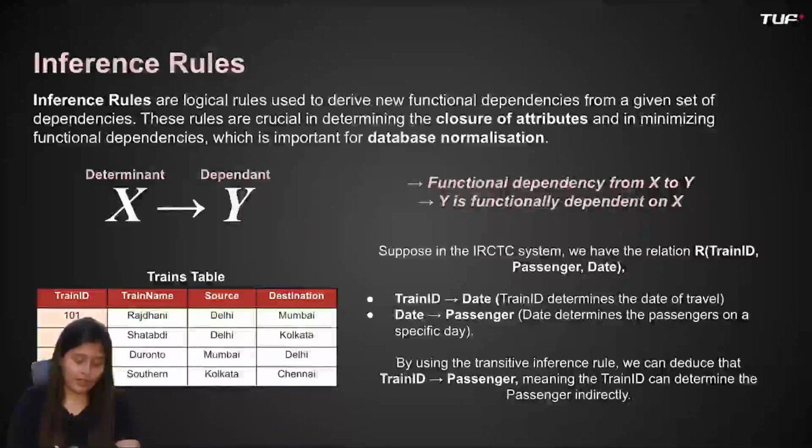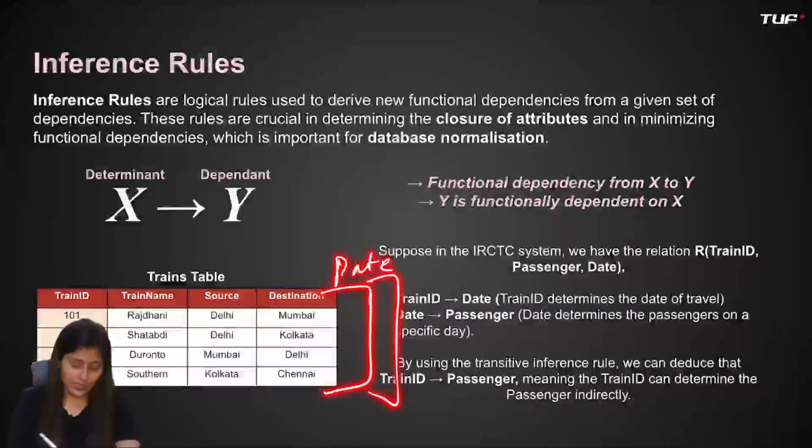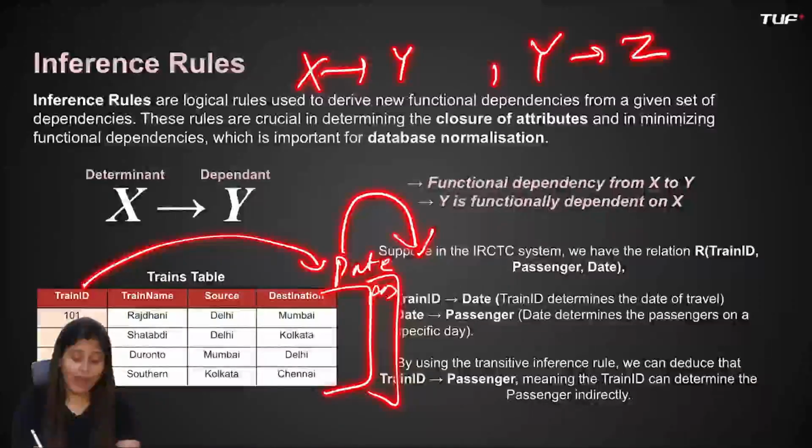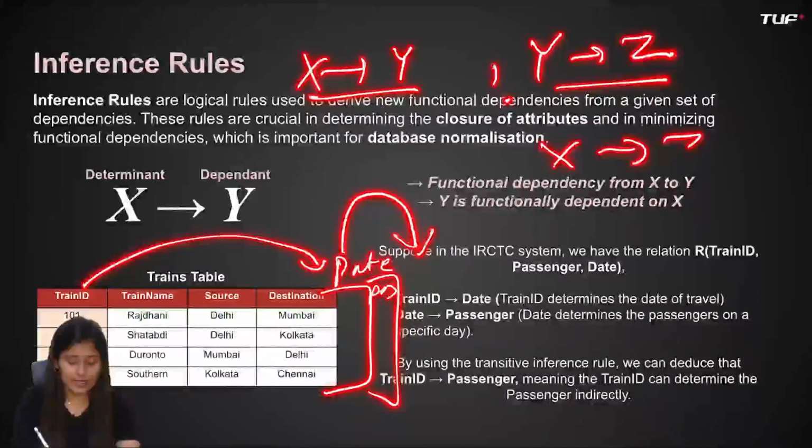A functional dependency from X to Y says that Y is functionally dependent on X. Suppose we have an IRCTC system, with a train table, and here we say that train ID defines date, right? So we have a date column here and a passenger column here. Train ID defines date and date defines passenger, right? So X defines Y and Y defines Z. We have one rule called transitivity. From both of these functional dependencies, we can derive X defines Z, right?